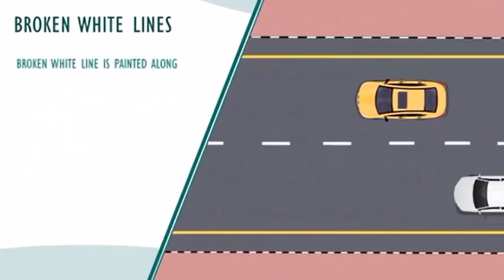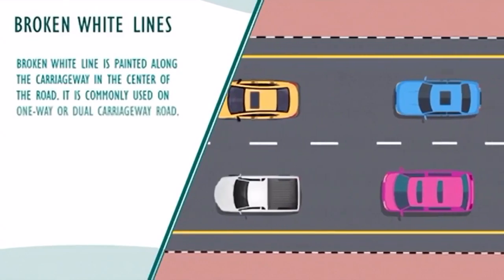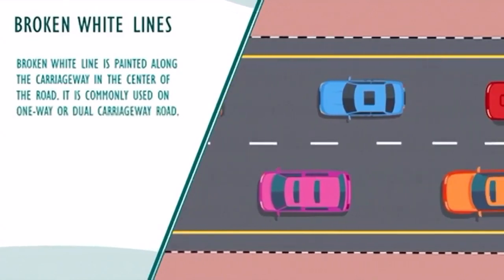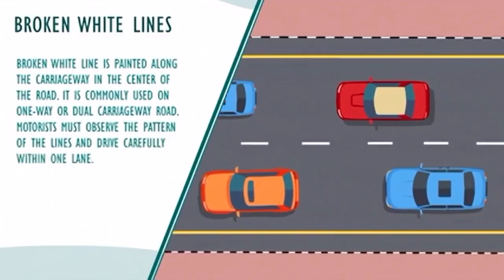A broken white line is painted along the carriageway in the center of the road. It is commonly used on one-way or dual carriageway roads. Motorists must observe the pattern of the lines and drive carefully within one lane.